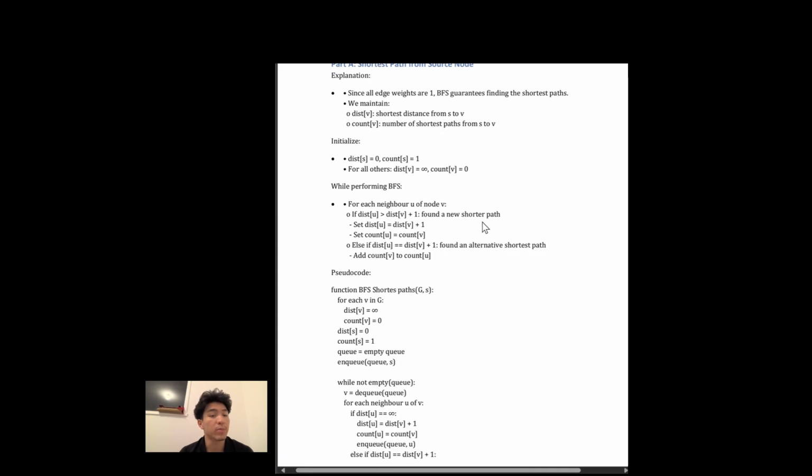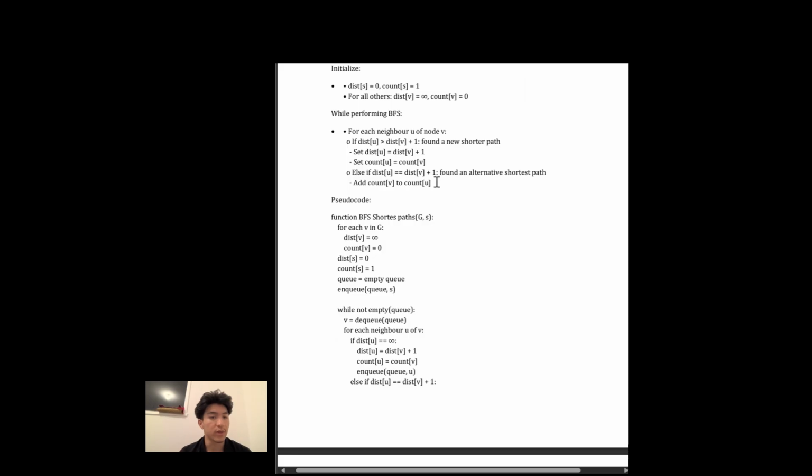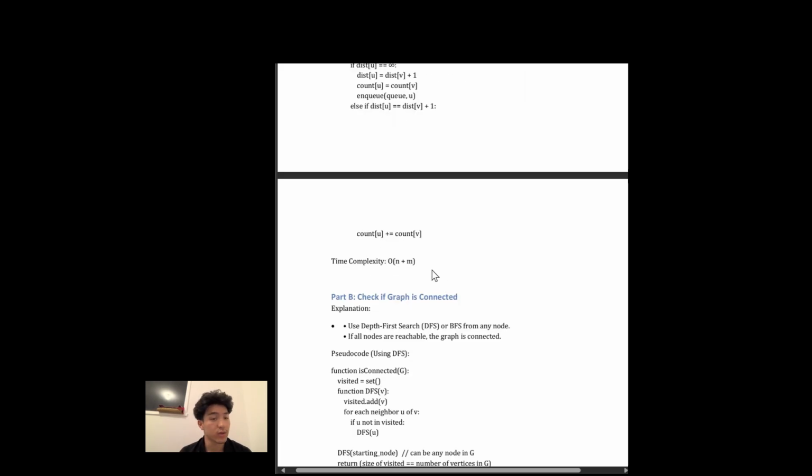So while performing BFS and exploring the neighbors, if we find a shorter path, we update its distance and copy the path count. But if another path of the same shortest length is found, we add it to the count. This pseudocode explores this concept. The algorithm runs in time complexity of O(n plus m), where n stands for the nodes and m for the edges.